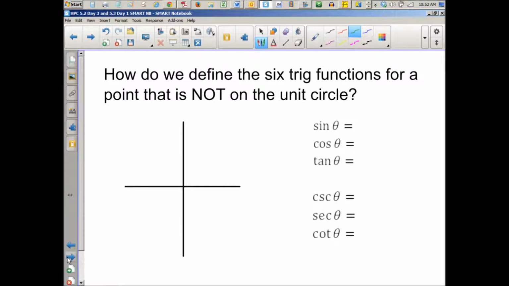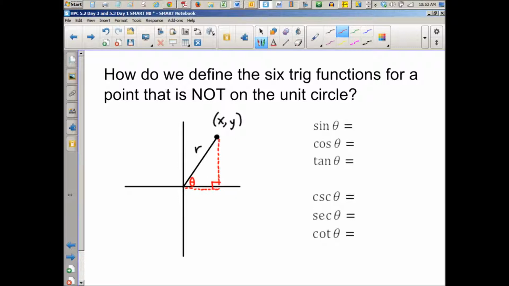How do we define the 6 trig functions for a point not on the unit circle? We picked a random point, x, y. We labeled the distance to the origin, r. We sort of visualized it as a triangle, right? So we're thinking of this triangle, and we sort of applied the idea of SOHCAHTOA.